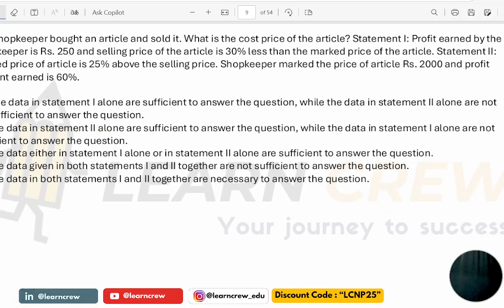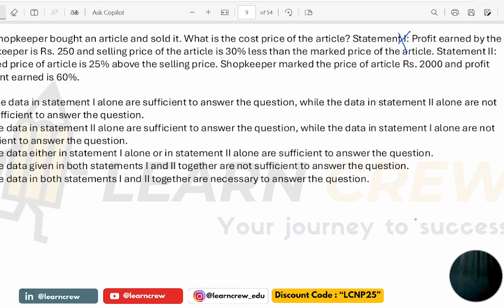Next, question number 6. A shopkeeper bought an article and sold it. What is the cost price of the article? The profit earned by the shopkeeper is 250 rupees and the selling price of the article is 30%. So here the market price is not known, and even the cost price is not known. So one is not sufficient.